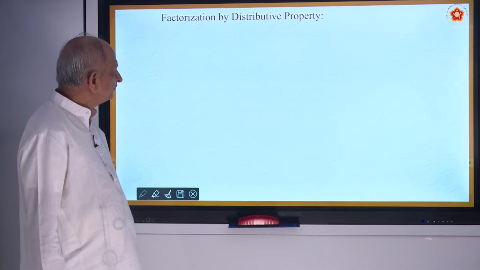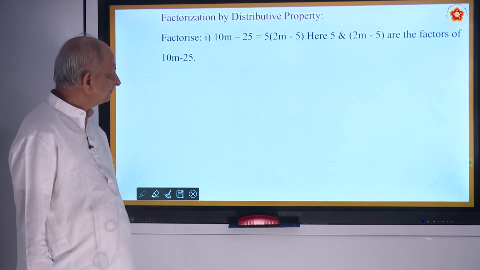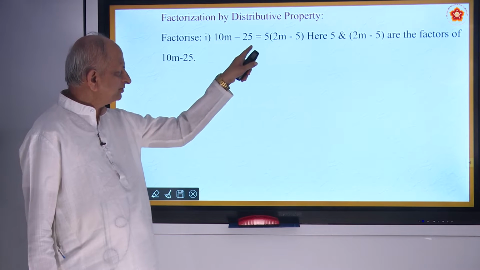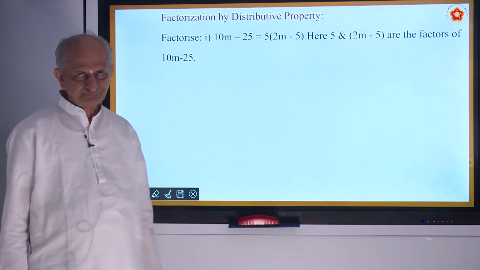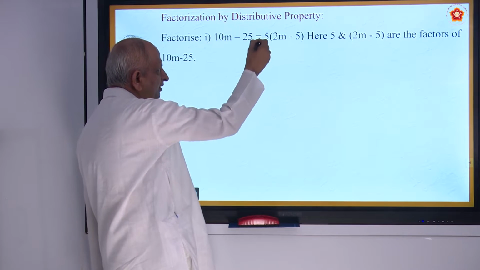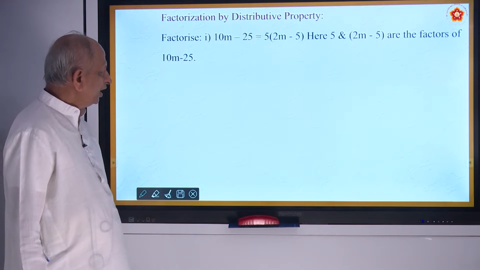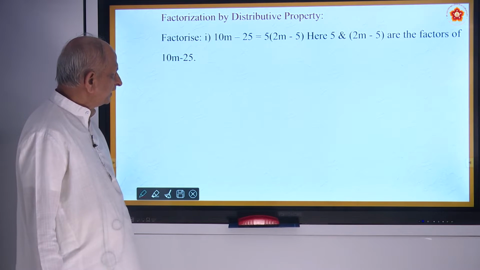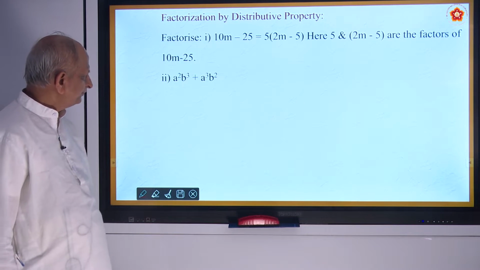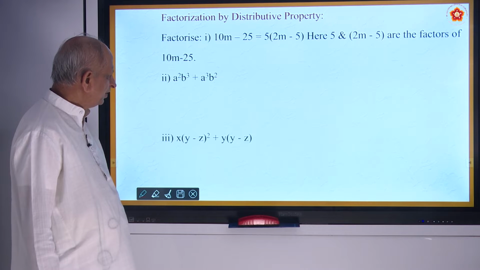For example, one of the methods of doing it is by the distributive property. Suppose you have 10m − 25. What is common here? 5, you take it out. What remains inside? 5 2s are 10m, 5 5s are 25. So 5 and (2m − 5) are the factors of 10m − 25. Next one, a²b³ + a³b². What is common in this?